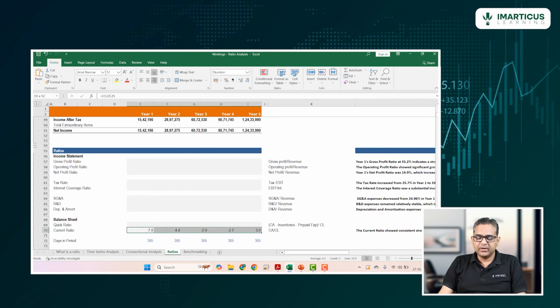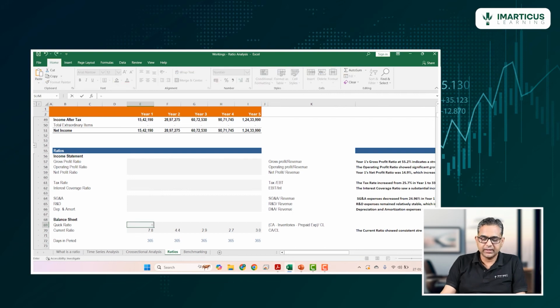So roughly, on average, we have close to 4 times the current assets as compared to our current liabilities. So maybe the company is holding too much of current assets, too much capital is stuck in the current assets, maybe in the form of inventories or accounts receivable or other current assets than required. But again, we can make that comment only after comparison of this company versus other companies in the similar sector, right?